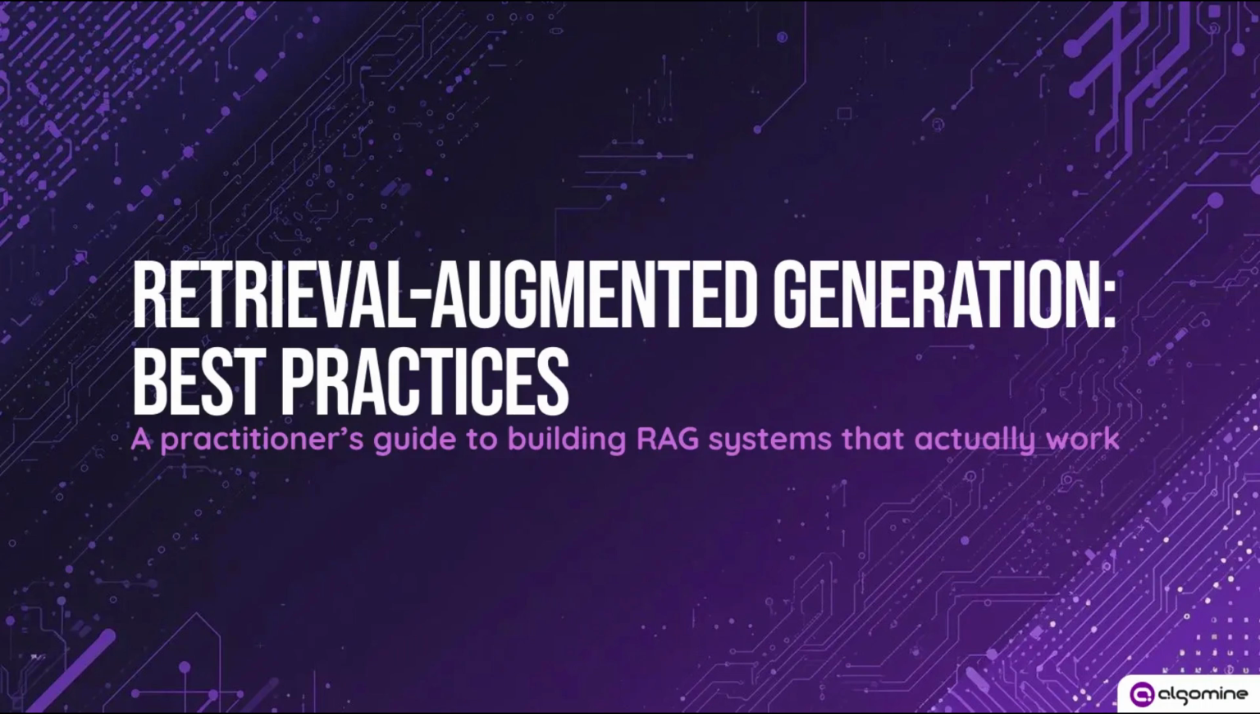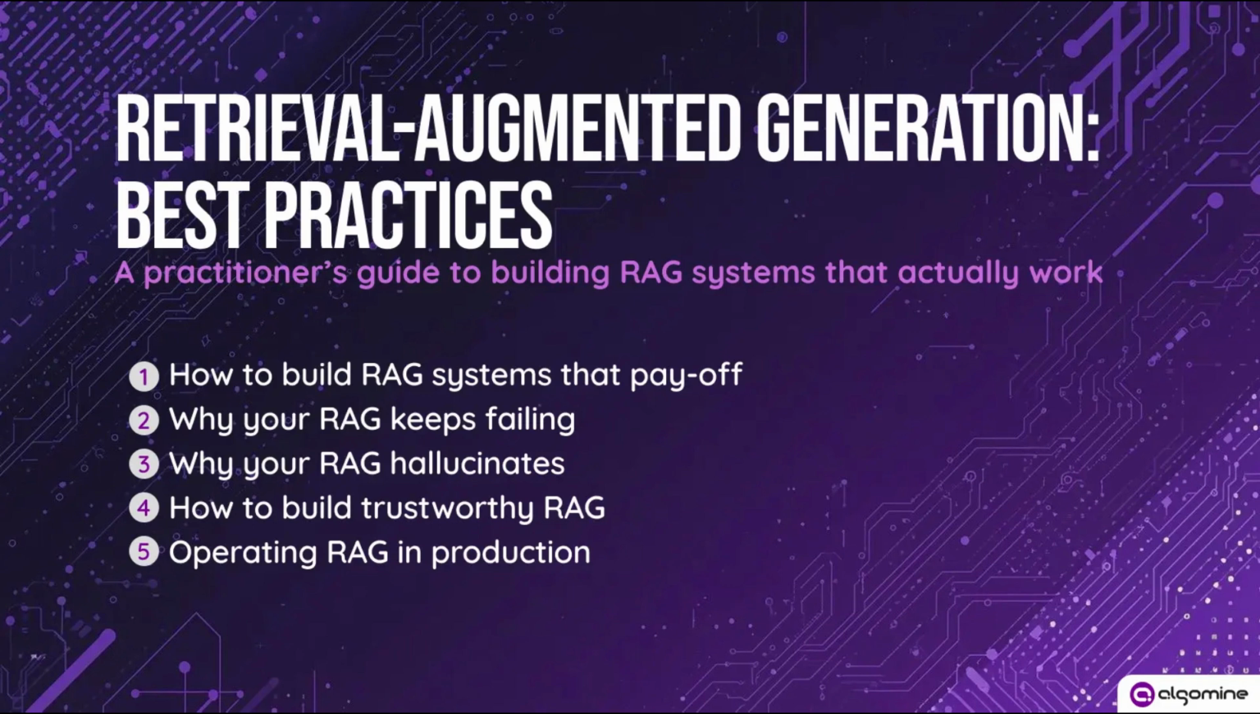Most RAG implementations work in demos but struggle in production. The gap isn't technical sophistication, it's systematic discipline across content, retrieval, trust, and operations. We've compiled years of production RAG experience into this comprehensive guide. Let me walk you through the 5 critical areas that separate working RAG from reliable RAG.